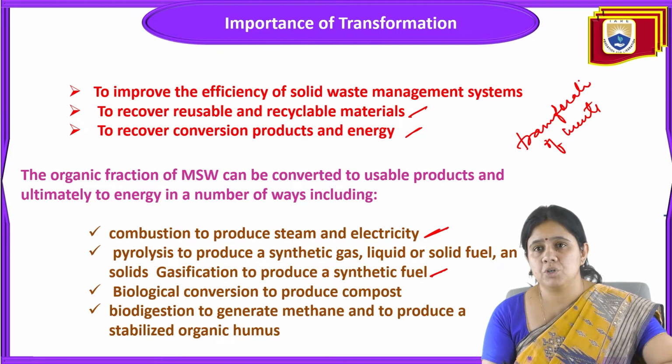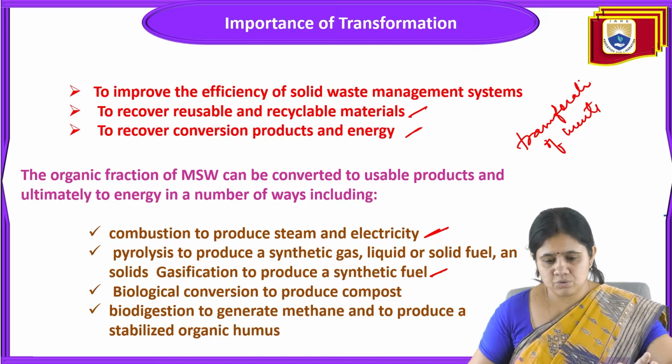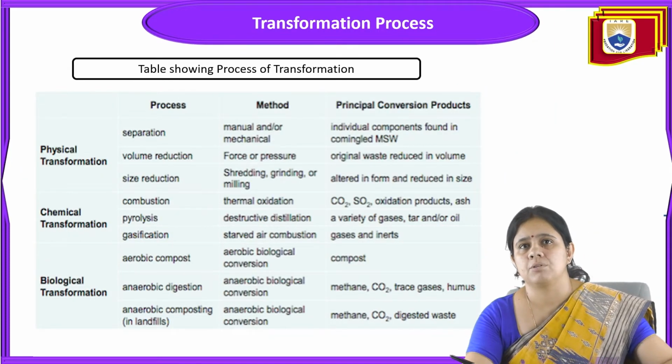Biological conversion to produce compost, or biodigestion to generate methane, or to produce a stabilized organic humus. So these are the importance of transformation. Transformation of any solid waste, from one phase to another phase, is done only to improve the efficiency of the solid waste management system, or to recover reusable and recyclable material, or to recover conversion products and energy.